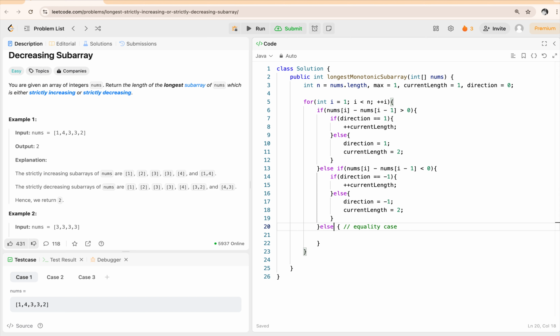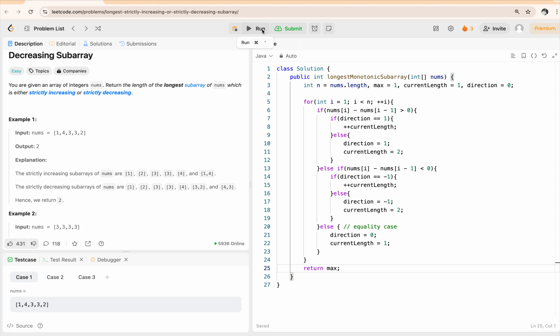And now the else case is the equality case. So if it is equal, then we will make the direction equal to 0, and the current length equal to 1. Why should the current length be 1? Yeah, like this. And then we can just return the max.